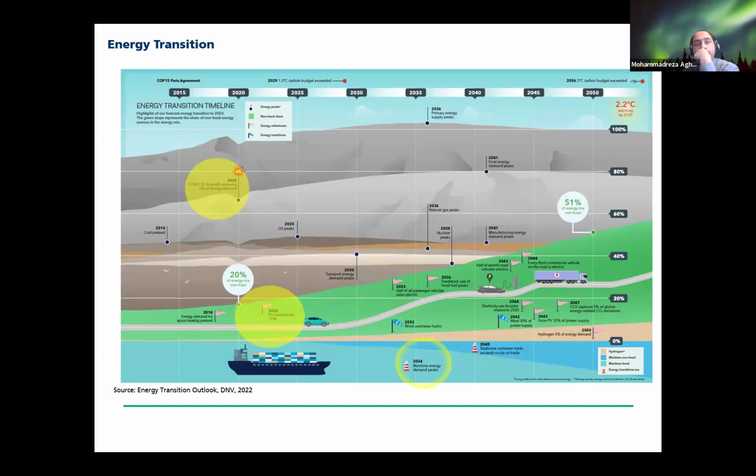By 2034, it is expected that maritime energy demand will peak. And by 2043, at least half of the world's vehicles will be electric. So those are the statistics for the future. And by 2042, wind will be around 30% of power supply, and solar will be around 35% of power supply. And hopefully, by the middle of this century, we will have over 51% from the renewable side.